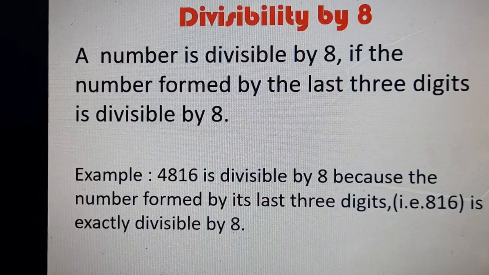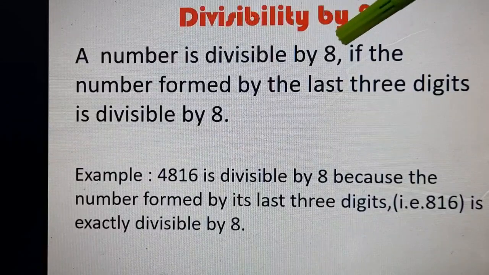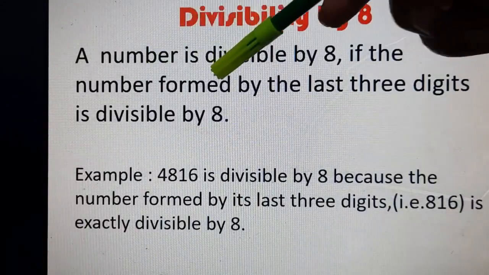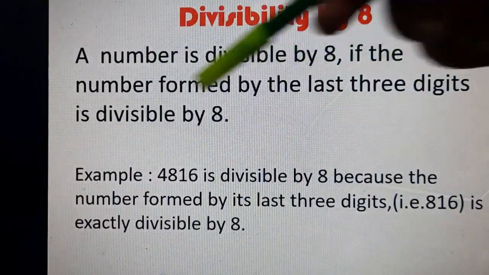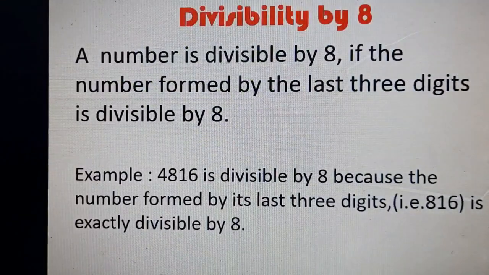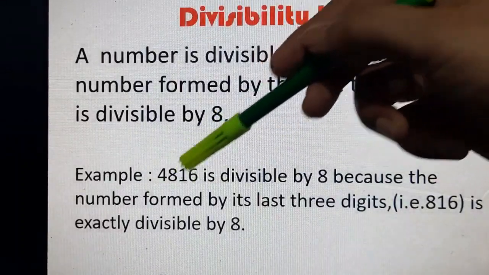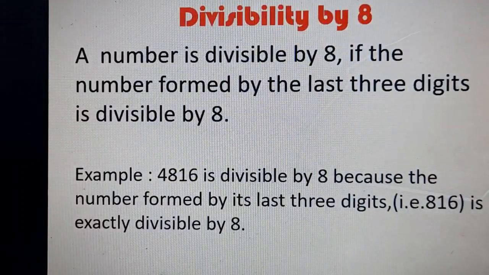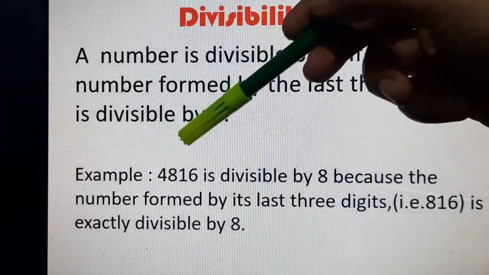Next is divisibility by 8. It is very simple. A number is divisible by 8 if the number formed by the last 3 digits is divisible by 8. So किसी भी नंबर को 8 से डिविजिबल है या नहीं ये चेक करने के लिए हमें उसके लास्ट 3 डिजिट्स को चेक करना है. उन 3 डिजिट से क्या नंबर बनता है. See this example.